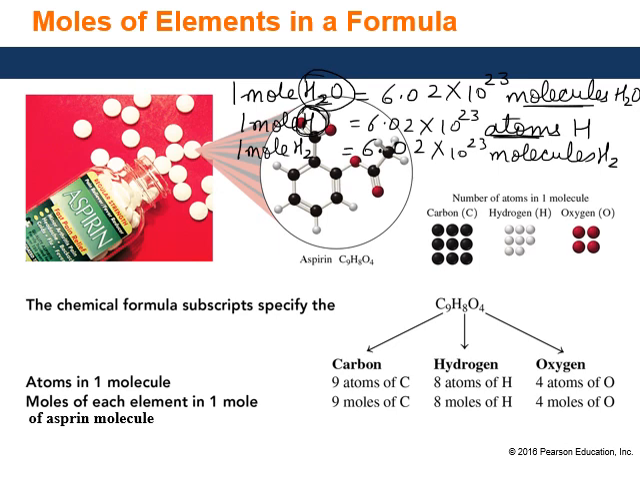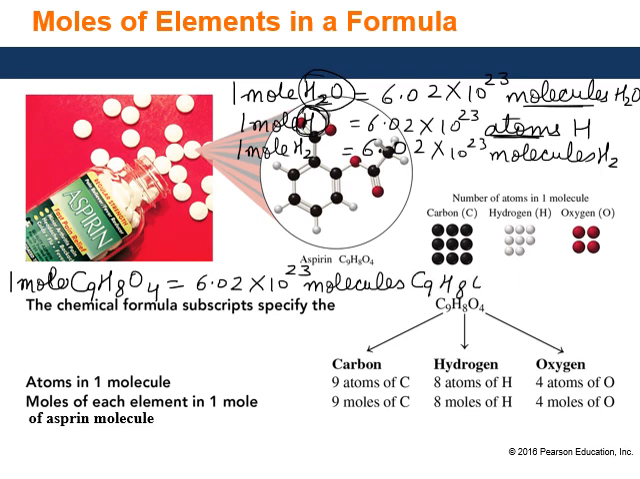Another thing I would like to mention here is, for example, if I have 1 mole of aspirin, aspirin is C9H8O4, meaning it has 9 atoms of carbon, 8 atoms of hydrogen, 4 atoms of oxygen. So if I have 1 mole of this, that simply means I have 6.02 times 10 raised to power 23 of these. And what is this? This is a molecule. So I have these many molecules of C9H8O4.